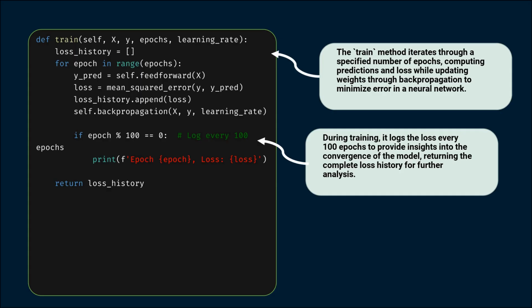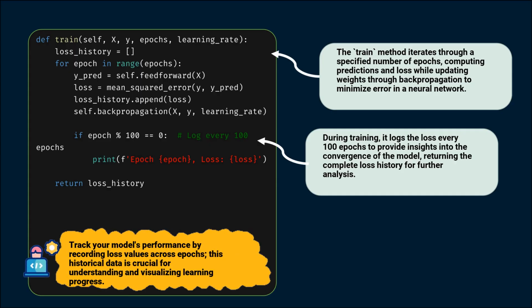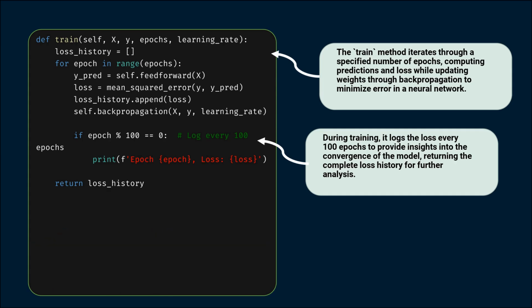Each time we calculate the loss, we'll append that value to our loss history, capturing the model's performance over time. This historical data is going to be crucial for analyzing the training process. It also allows us to visualize the learning curve, which is really helpful. After calculating the loss, we'll call the backpropagation function. This is where the magic happens, adjusting the model's weights based on the gradients derived from that loss.